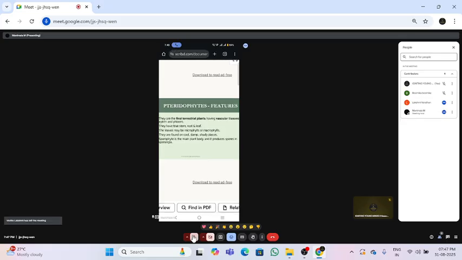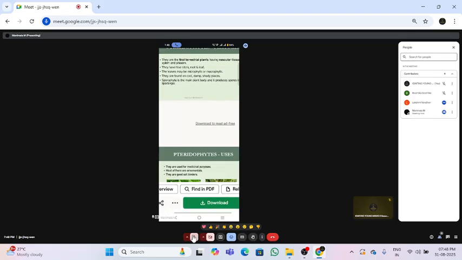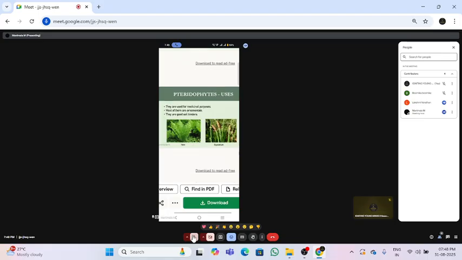And the next thing is the vascular tissues are present in all the vegetative organs. All the vegetative organs, the leaves are present.